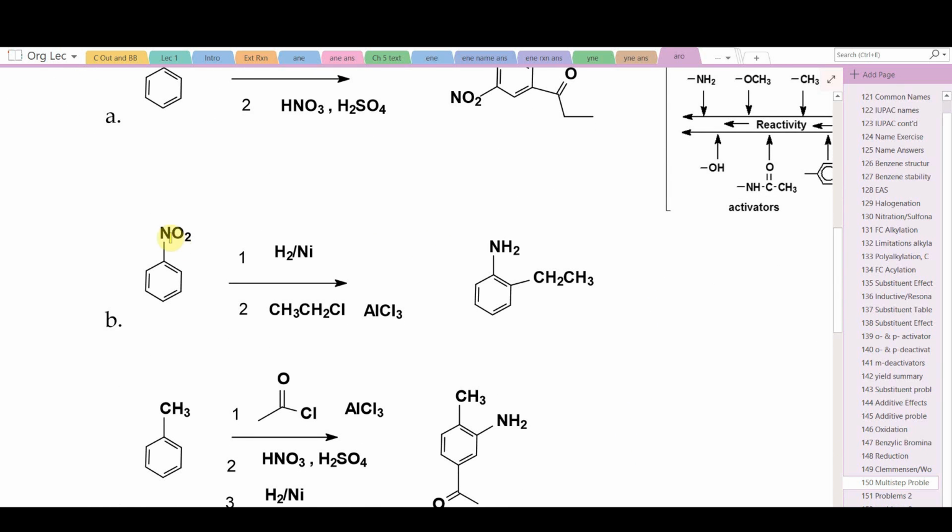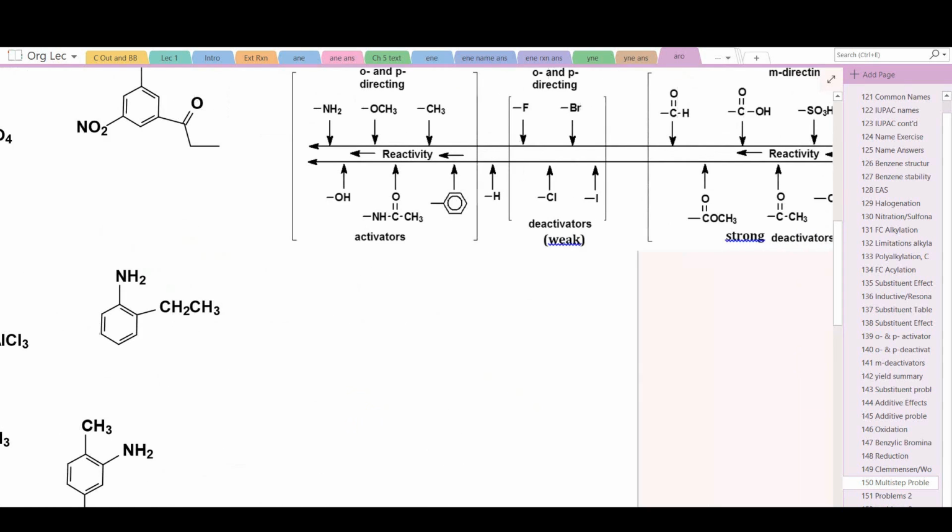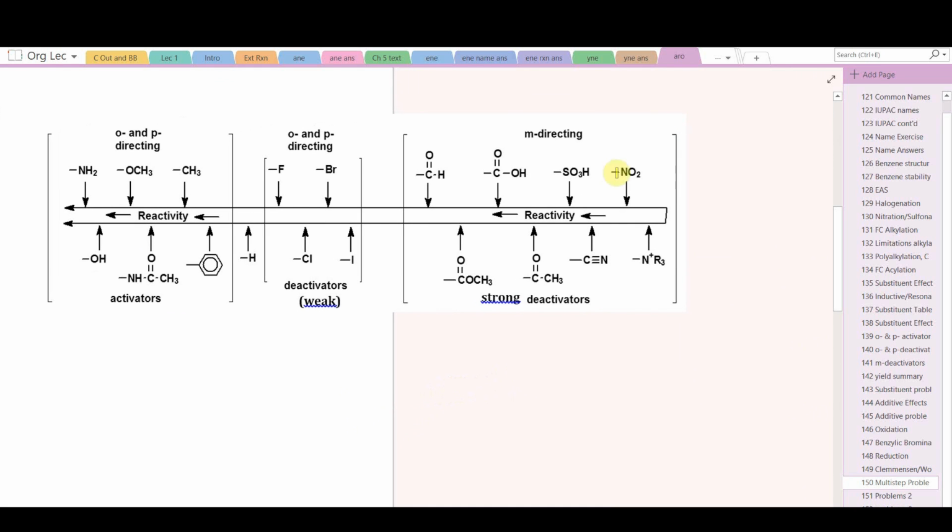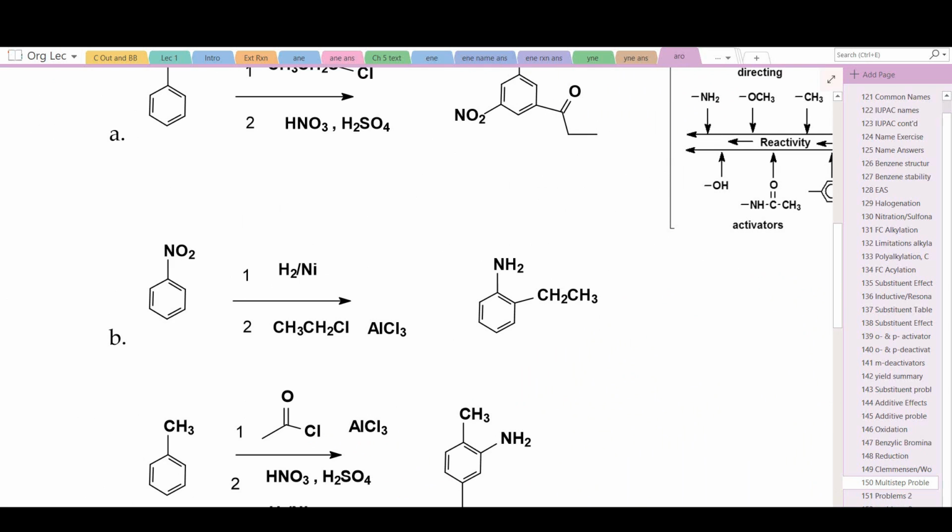Try B. We start with nitrobenzene. Nitrobenzene is a strong deactivator. Here's the nitro group, and it's also meta-directing. So the first step shows hydrogenation with hydrogen on nickel to reduce the nitro group to the amino group. And then we alkylate with ethyl chloride and aluminum chloride, and the amino group is in fact an ortho-para director, and therefore the ethyl group does go to the para position. It looks good, so what's wrong with this one?